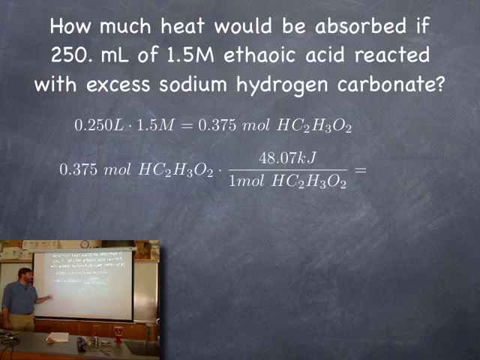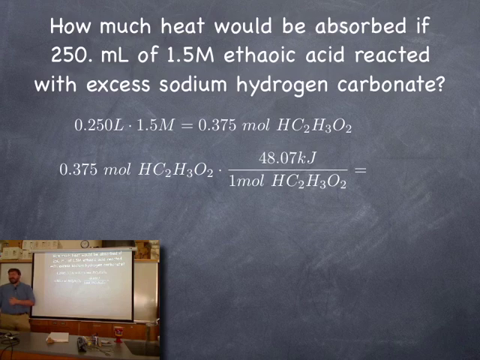Now I need to take my moles of ethanoic acid and convert from moles of ethanoic acid into kilojoules of energy. And that's what the delta H gives me. That's the ratio between the moles for my balanced chemical equation to kilojoules of energy. The coefficient on the ethanoic acid is 1, that's why there's a 1 here. And then 48.07, that was the value of delta H that we found from doing the calorimetry. We did it in the coffee cup and we measured the temperature and we calculated delta H.